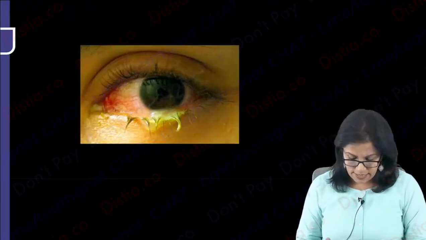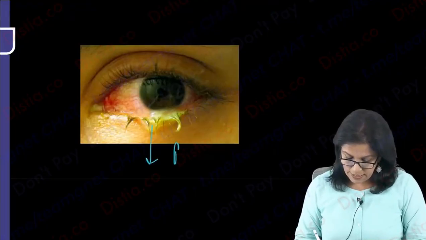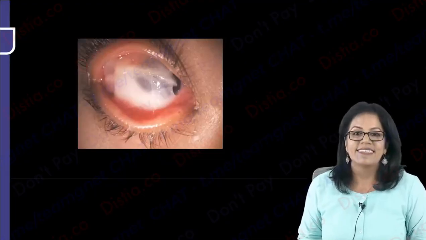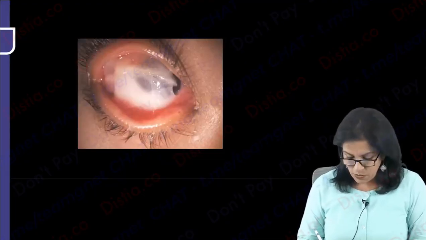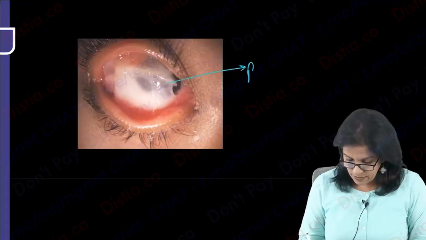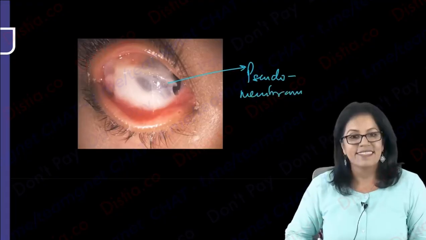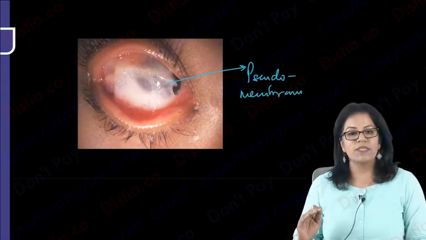What is this showing? As I said, any bacterial infection will present with some purulent discharge. So this is the purulent discharge out here. What are you looking at? So this one is your pseudomembrane. This one is really bad, covering almost the whole of the corneal area. This is your pseudomembrane. So we will come back to the slides later.